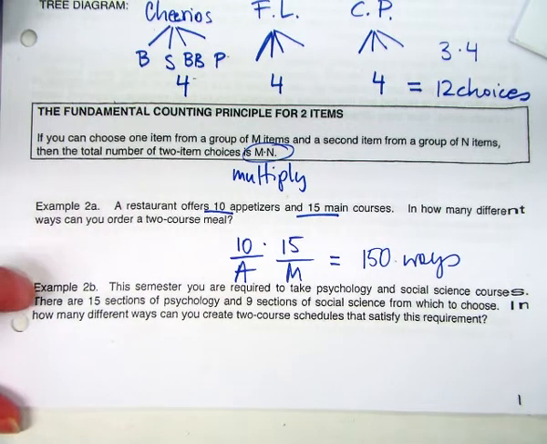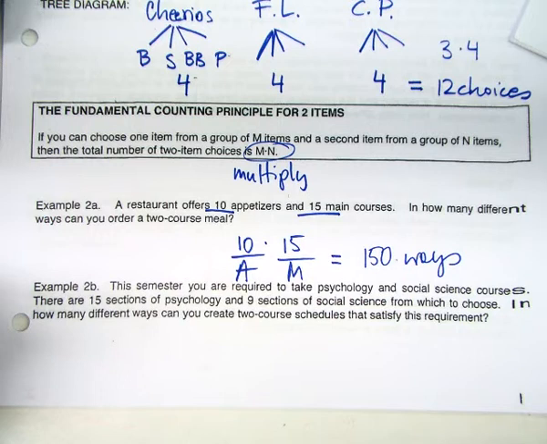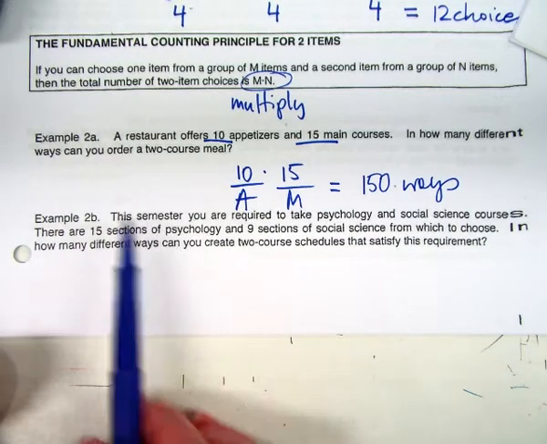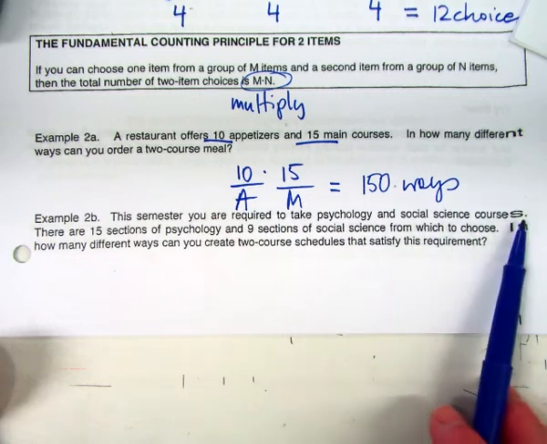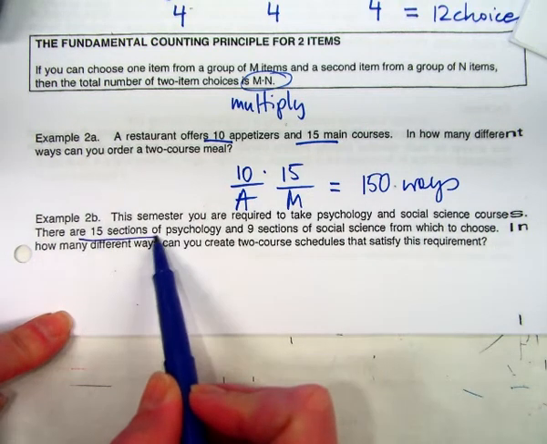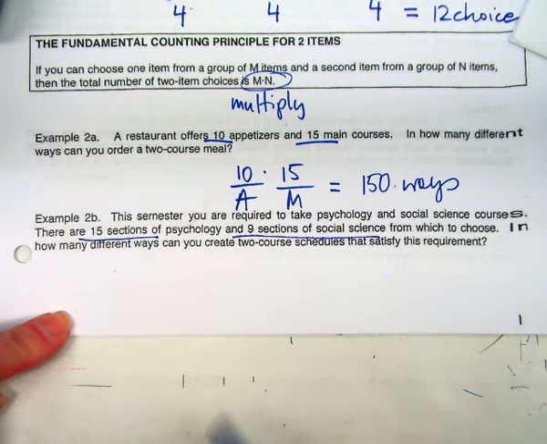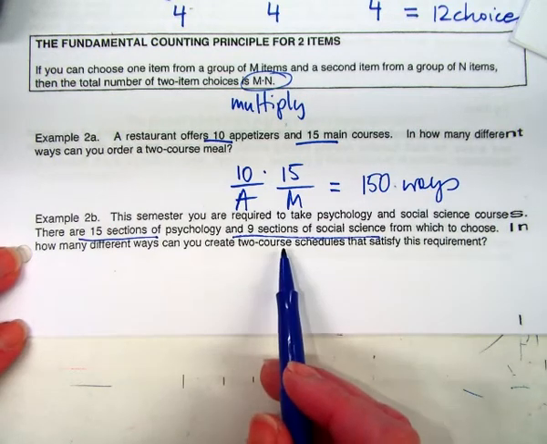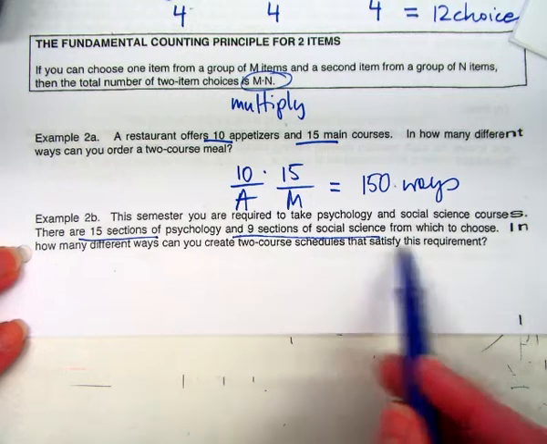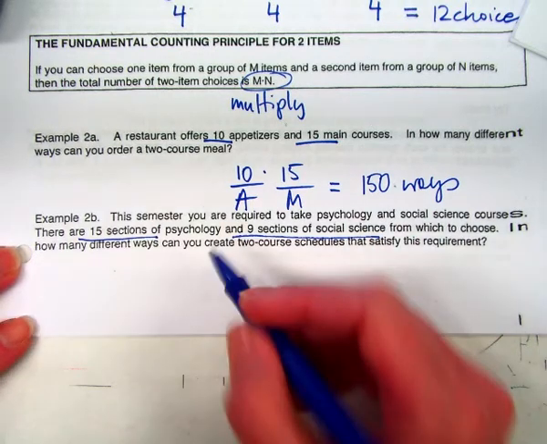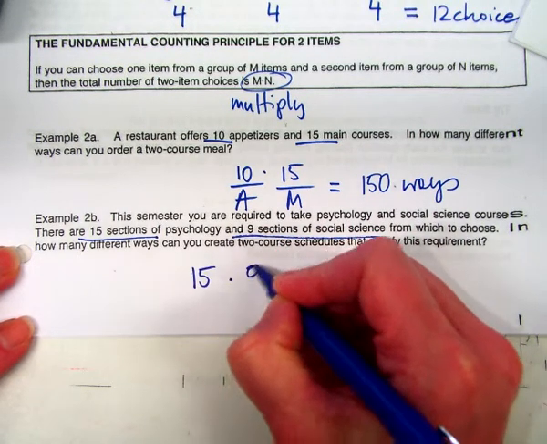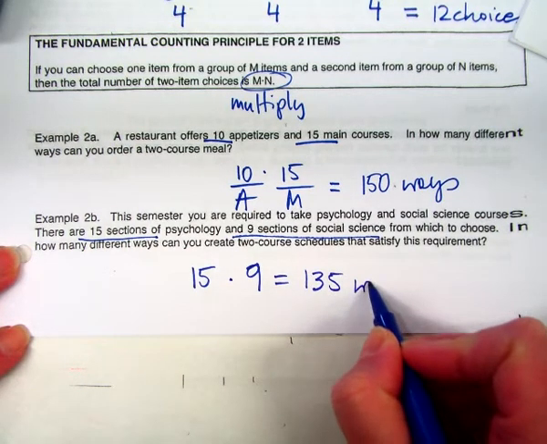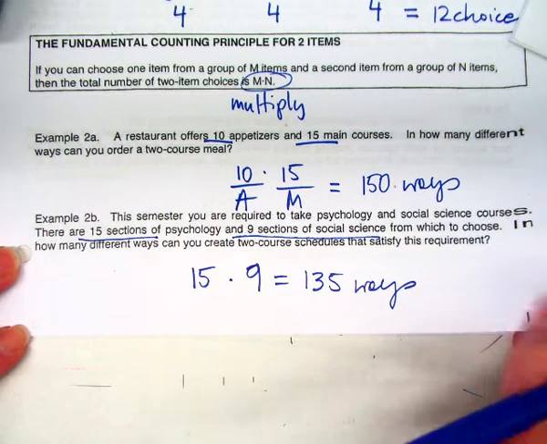Why don't you guys read the next one to yourself and see if you can figure out what to multiply. So in how many different ways can you create a 2-course schedule that will satisfy this requirement? Well, we have 15 psychology, 9 social sciences, and what is that going to be? 135 ways.